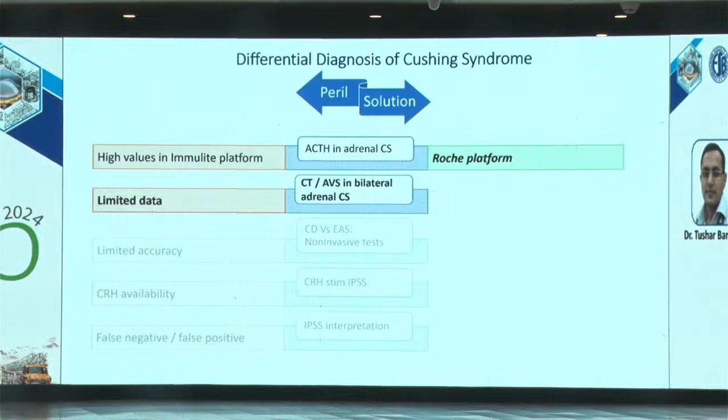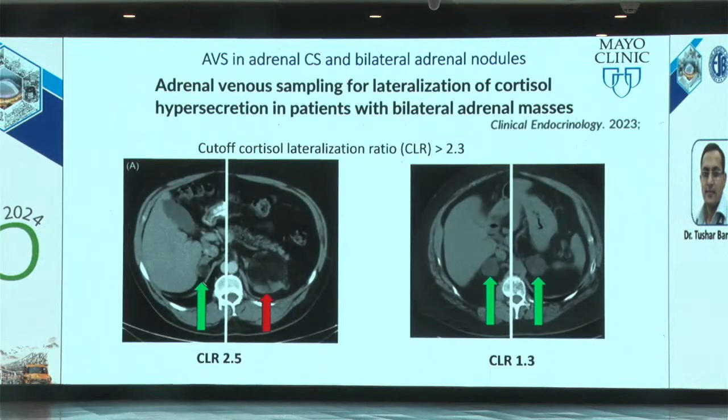That's why this message goes very clearly: if you're looking at ACTH, please don't use the Immulite assay in such cases. When we know that it's ACTH independent, if you look at a single adenoma, you can knock the adenoma off, and the patient is cured. But if you get bilateral adenomas, it becomes an issue. That's where AVS comes in handy to differentiate which adenoma is secreting, and this is Mayo Clinic data where they have given the cortisol lateralization ratio to decide whether one gland is involved or both glands are involved.